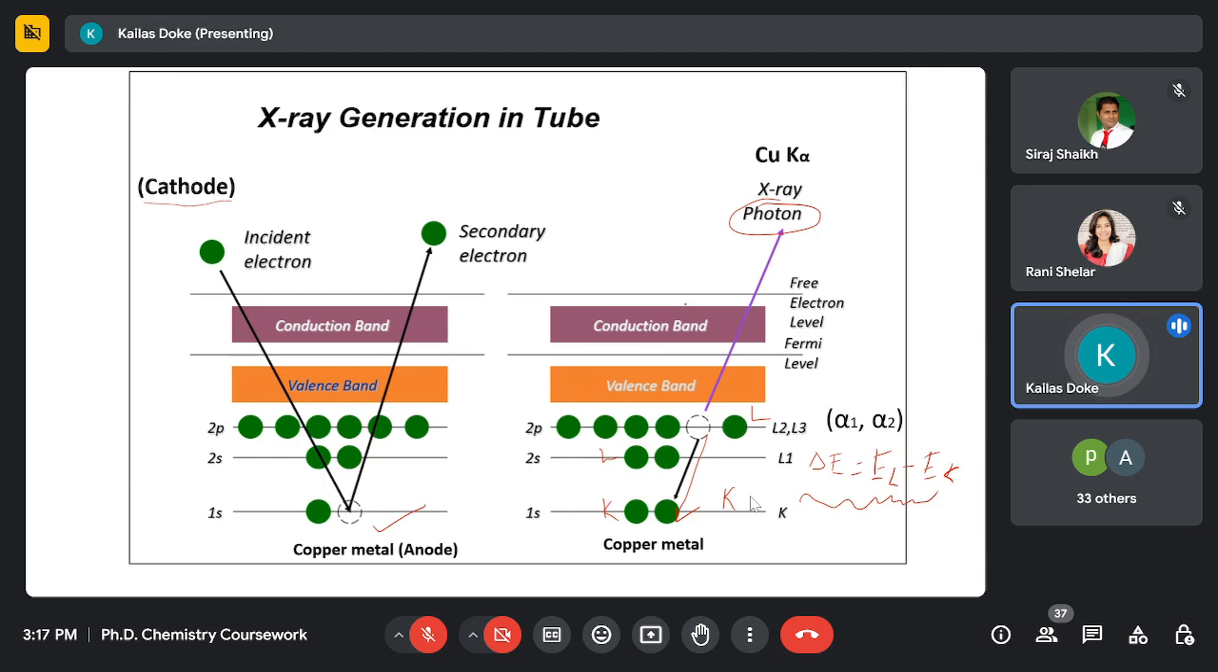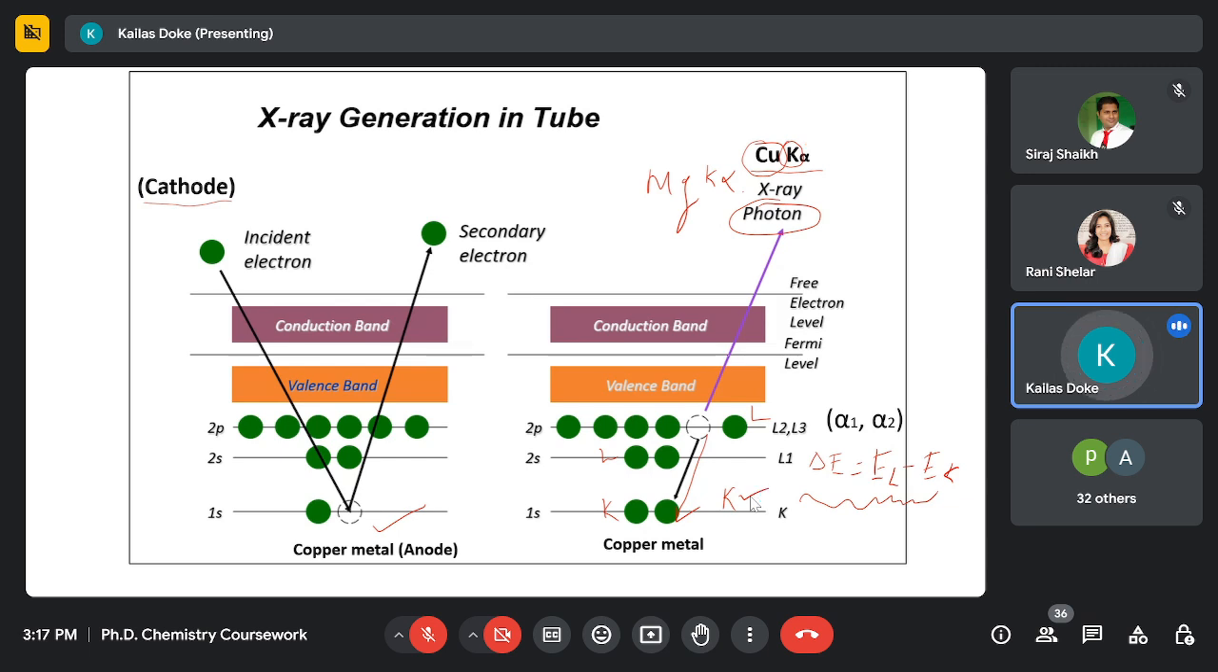Normally, if you read research papers, this X-ray is called copper K alpha X-ray, or magnesium K alpha X-ray, or aluminum K alpha X-ray, or tungsten K alpha X-ray. So why are these X-rays called magnesium K alpha or copper K alpha? In this diagram I am showing that copper metal is the anode, so the anode target material is copper, and the core shell electron is ejected from the K shell, so this nomenclature is called copper K.